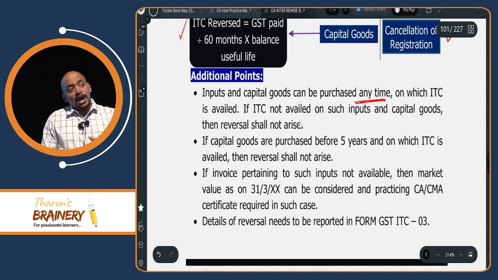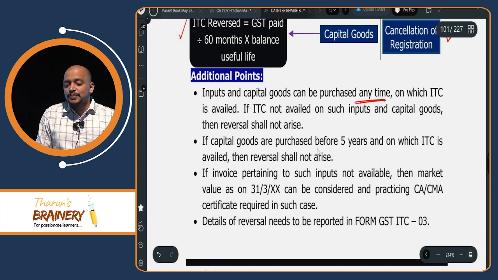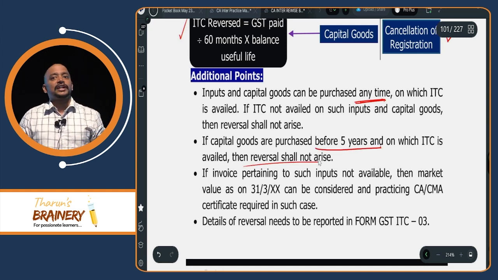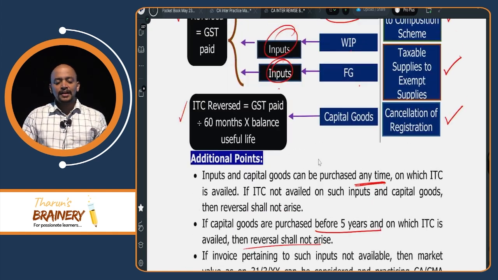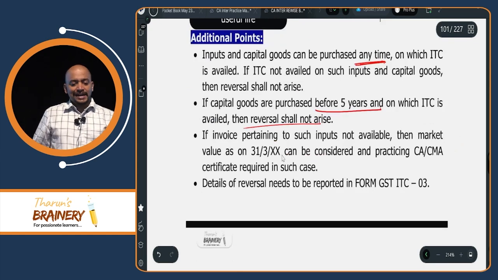If ITC is not at all availed on inputs, should we do the reversal? No, not required. If capital goods are purchased before 5 years on which ITC is availed, then also reversal shall not arise. Why? Because already we used for 5 years. There is no balance life.